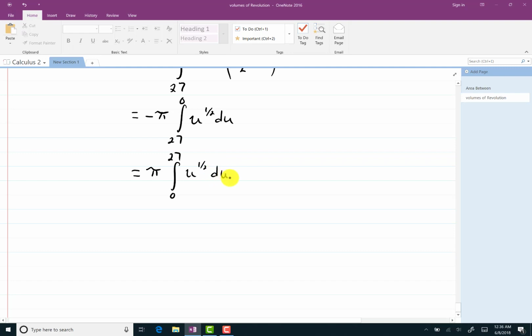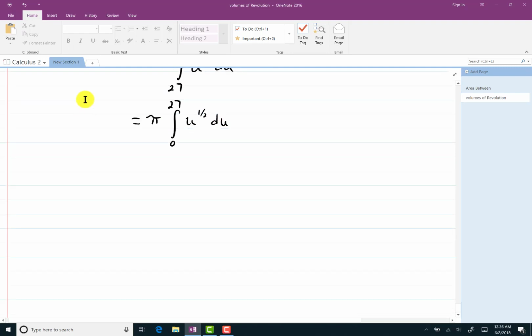All right, now I'm ready to work it. Not much here to do except remember that u to the 1/2 when you integrate it is 2/3 times u to the 3/2. So I'm going to get 2/3 pi u to the 3/2, and that's going to go from 0 to 27. And I will leave this to you to see that it equals 108 radical 3 pi.